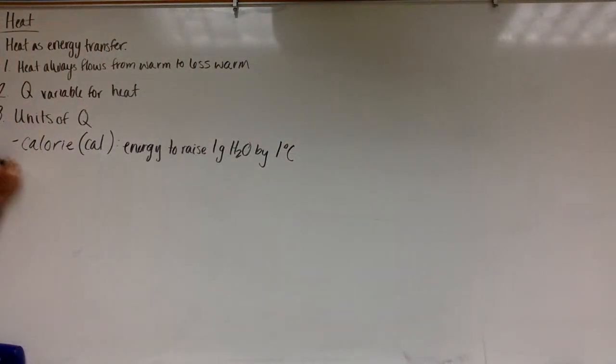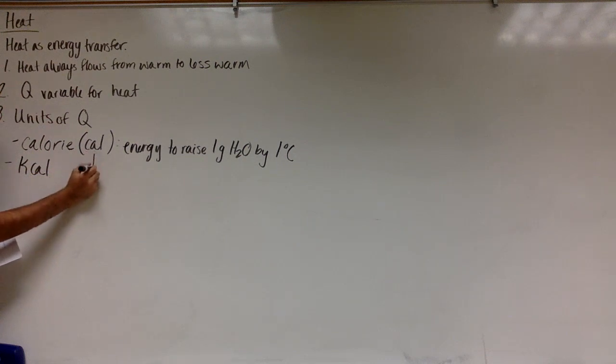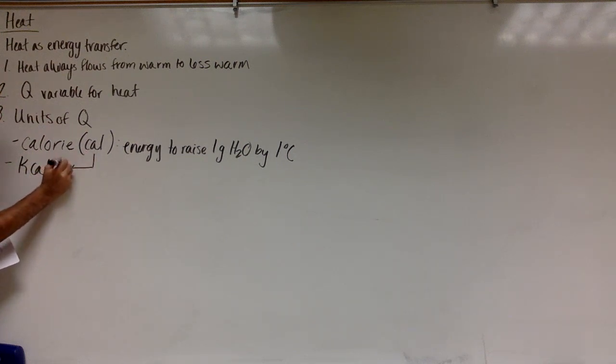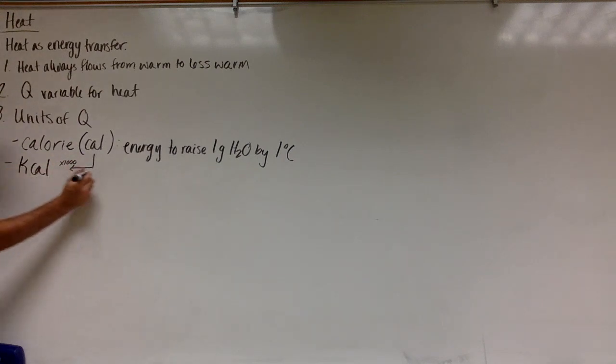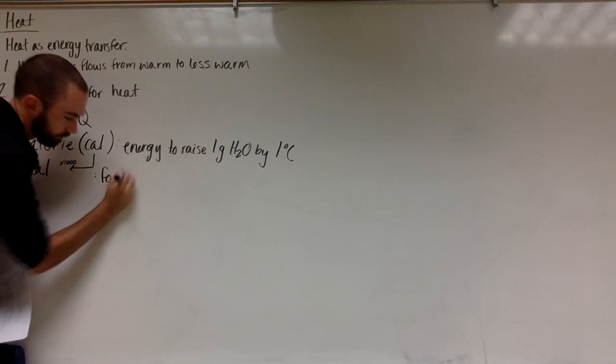Next up, kilocal. This is what I was talking about here, which is just going to be this guy times 1,000. So calorie times 1,000 gives us the kilocalorie. These are the food calories we have, so we can write food calorie.